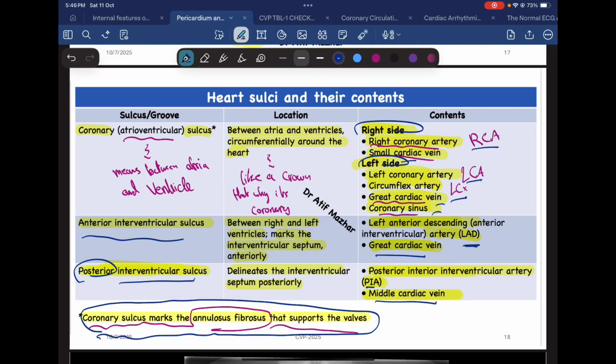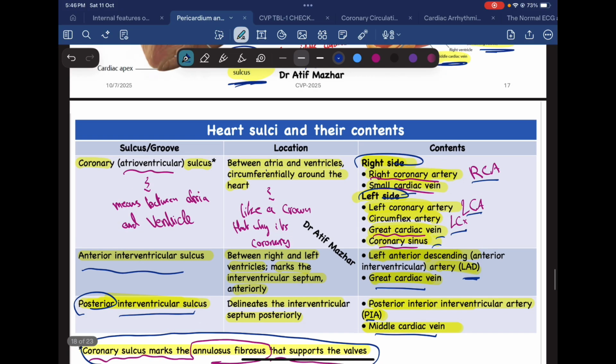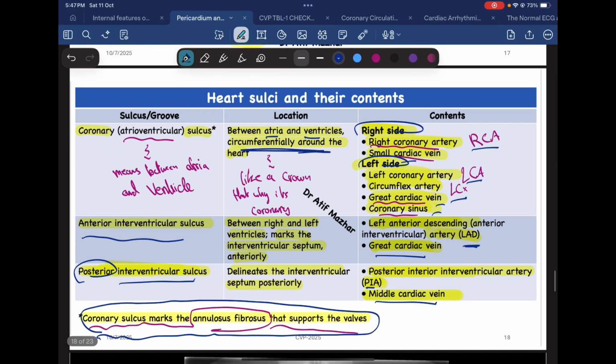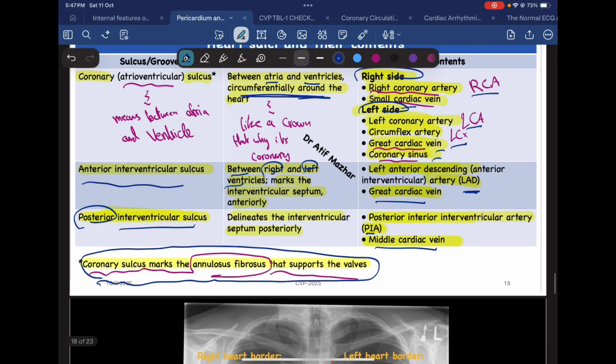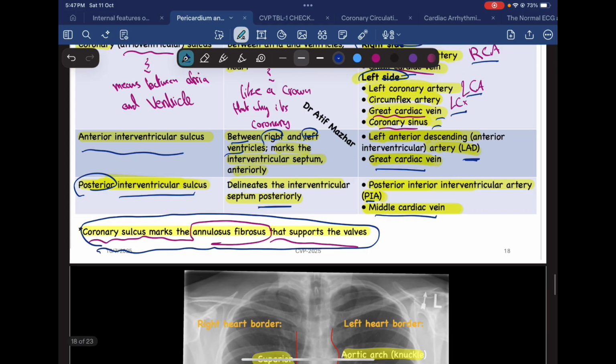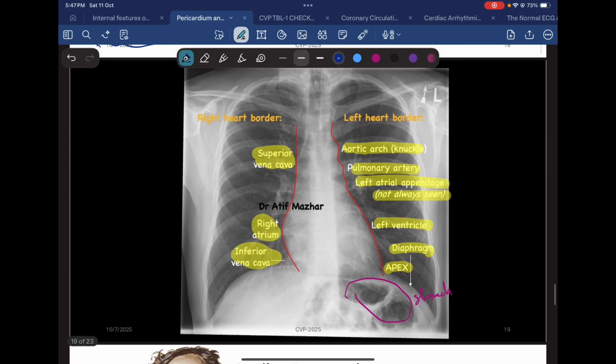Now, the location of the coronary sulcus: it's between atria and ventricles, all around circumferentially. So it's like a crown. That's why it's called coronary. And interventricular means between ventricles. So it's between the right and left ventricles, and it's anterior. Okay. And this one is just the same thing but posterior. Now we have the borders here.